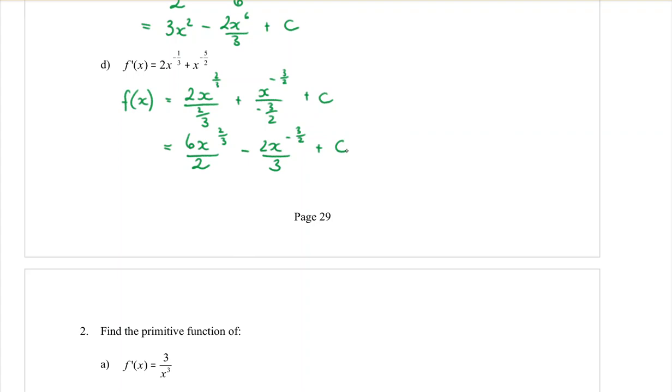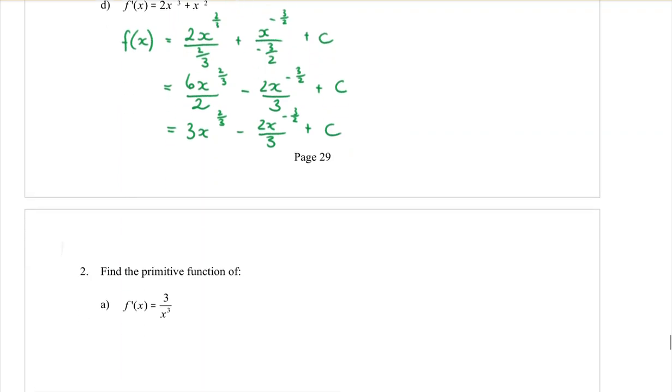And one last little bit of simplifying. The 6 over 2 in the first term can become 3x to the power of 2 over 3. You could put the negative power on the bottom, but because there were negative powers in the question, it's okay to leave it in the same form as the question. Okay? All right, next page.